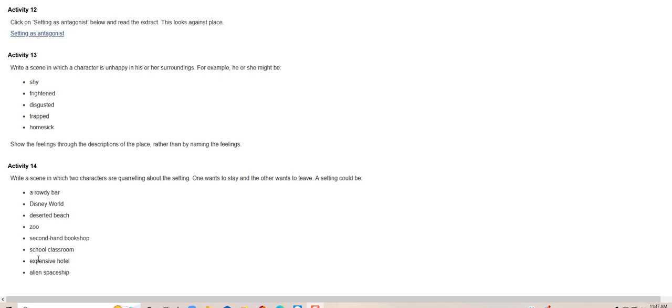A school classroom. Oh, that's easy. You could have two little kids, and one kid goes, "Oh, let's stay after school and talk with the teacher. Mrs. Smith is really nice, and she gives us candy at the end of the day." And the other one goes, "No, I want to go to recess. Why do you want to stay in school any longer than you have to?" So here you have two little kids arguing about coming or going in a school classroom.